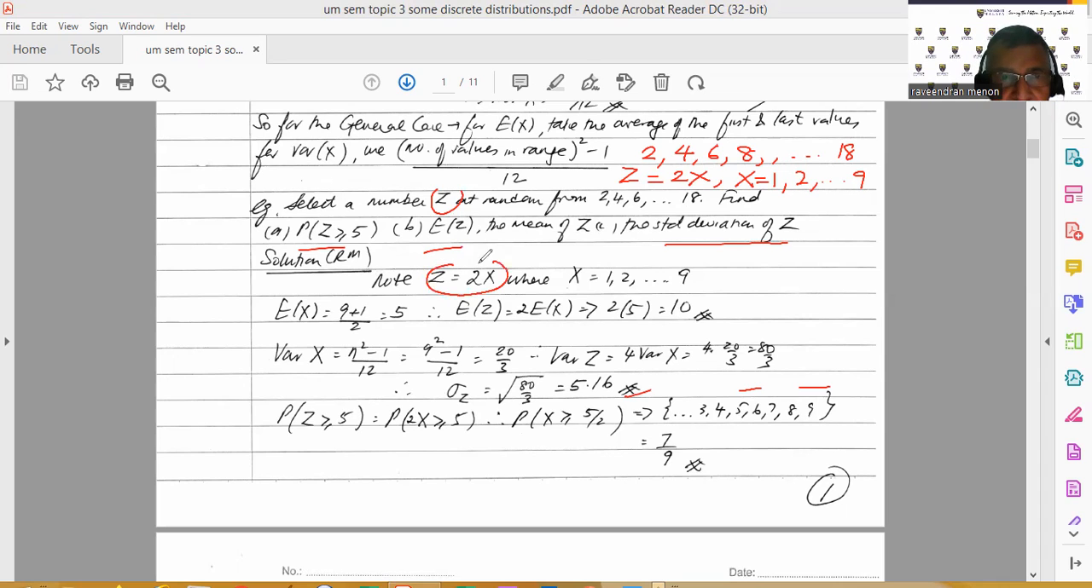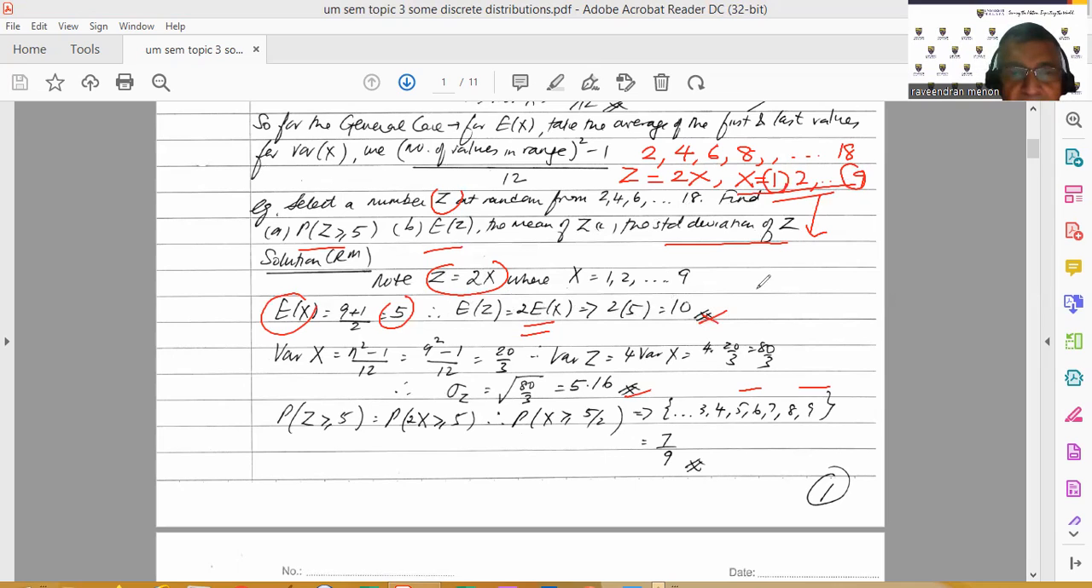Z is 2x, so this thing here is easy to handle. The expected value of X is just what? 5, right? Take the first and last values, add them up and divide by 2. The expected value of X is 5: 1 plus 9 divided by 2. So the expected value of Z will be 2 times the expected value of X, and you'll get 2 times 5, which is 10.